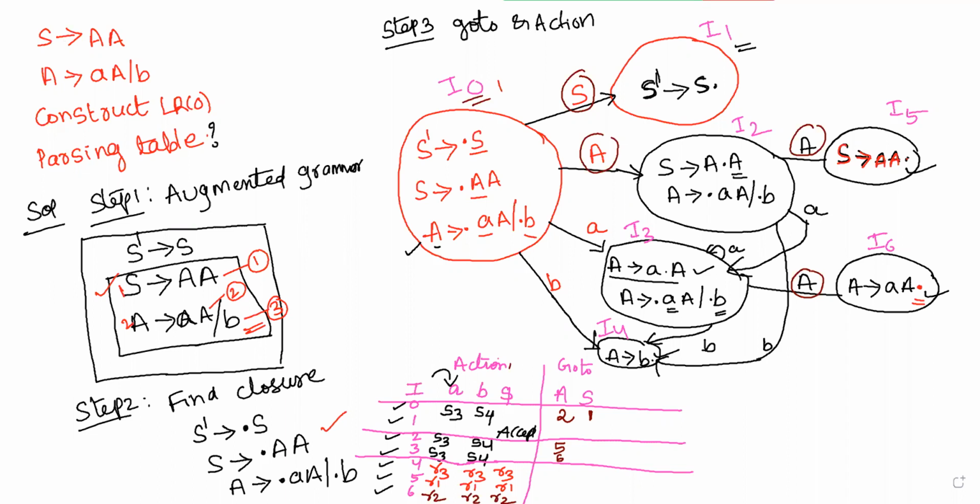So strictly remember these very, very important points. First point: you find the augmented grammar. After finding the augmented grammar, you have to find the closure. Augmented grammar means, for the given grammar, you just add S dash tends to S. Suppose the given grammar is E tends to E plus E, then the augmented grammar is E dash tends to E.